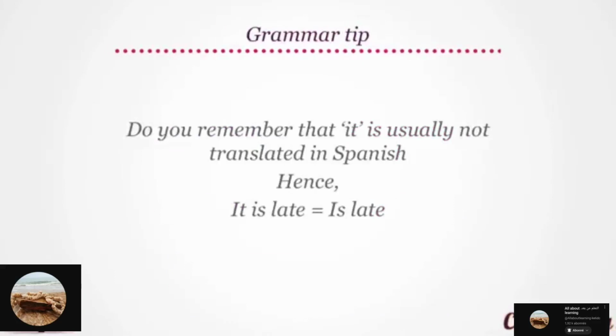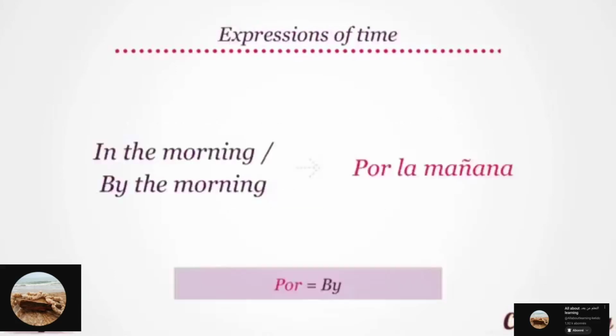Remember that it is usually not translated in Spanish. Hence, it is late is actually translated as is late. We now look at in the morning or by the morning. By the morning translates to por la mañana, where por means by. So let's try the translation for by the morning again.